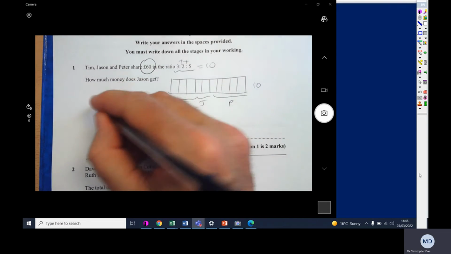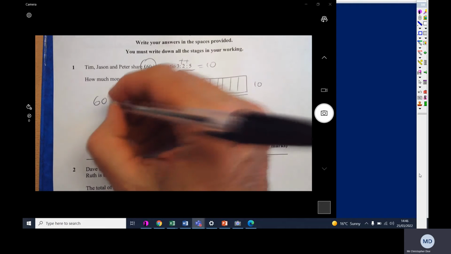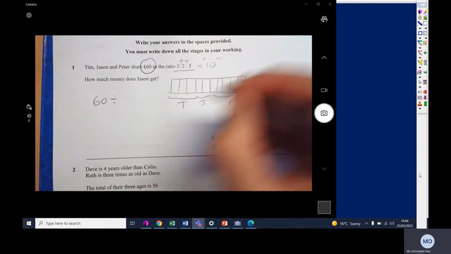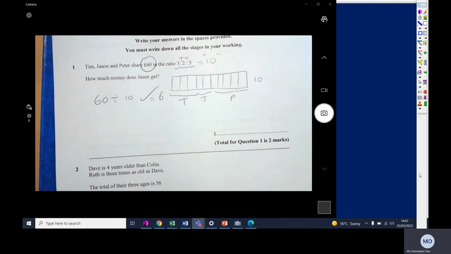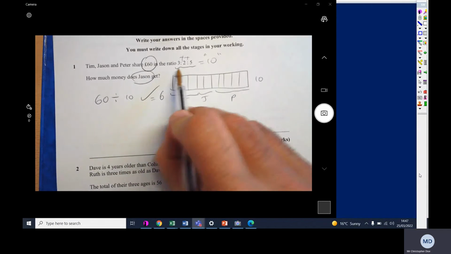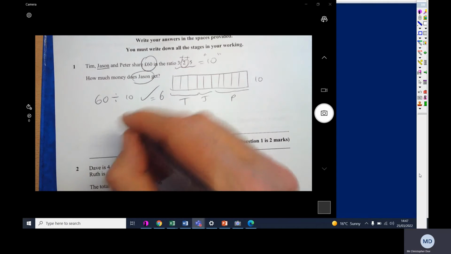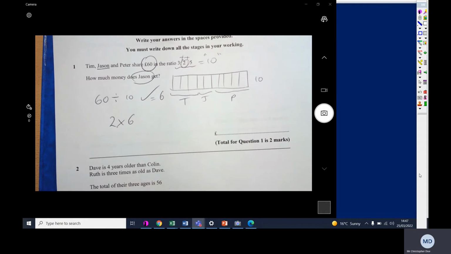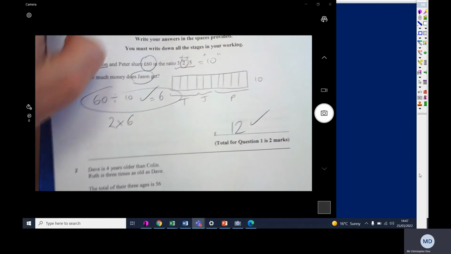So for that reason, your first mark is going to be for 60 divided by whatever you thought that was. 60 divided by 10 is your first mark, which is all you've written down as 6. And then we were asked to see how much money Jason got. Jason being named second, will be 2. So for Jason, the working out would be 2 times 6. So your answer mark would be 12, and the other mark would be the method mark for that.